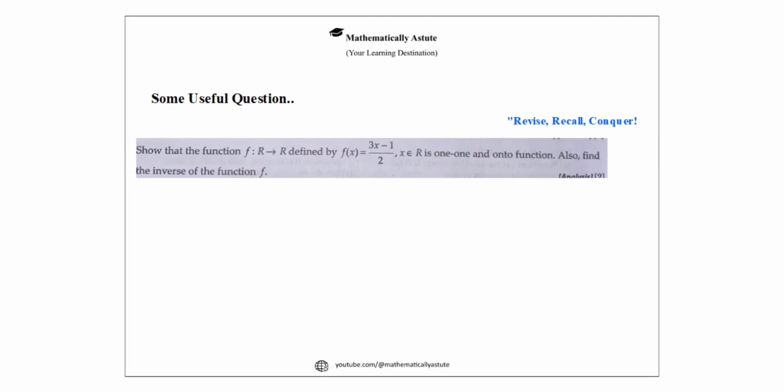This is a question of relation and function, and they have given us the function as 3x minus 1 by 2, where x belongs to real numbers. We need to prove that the function is bijective. Bijective means one-one and onto. Okay.